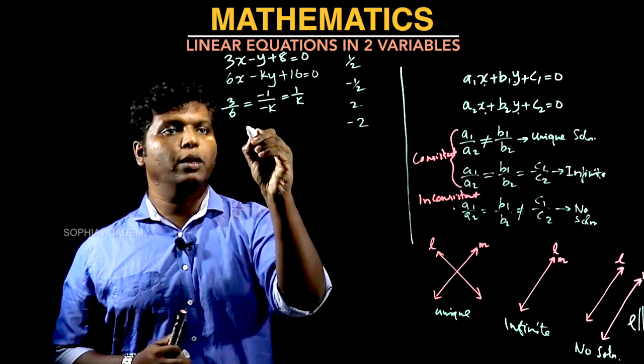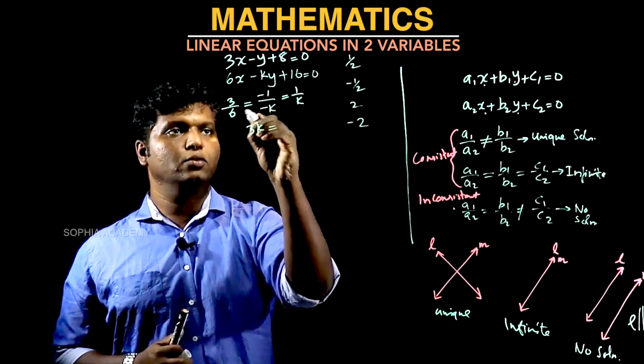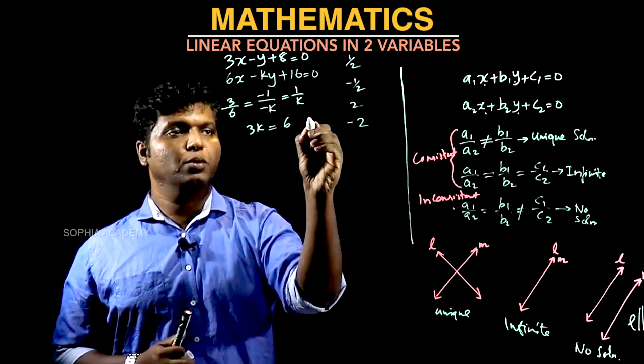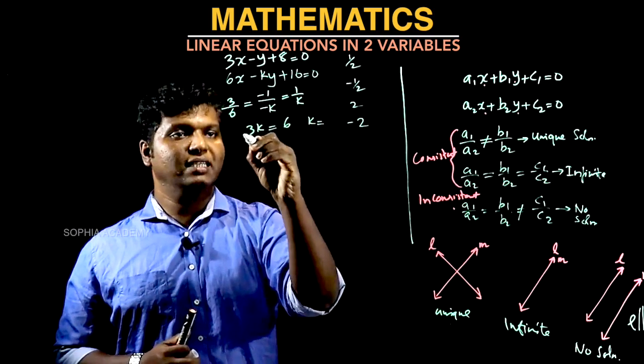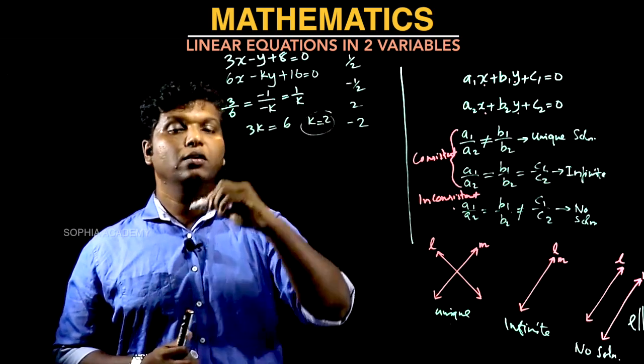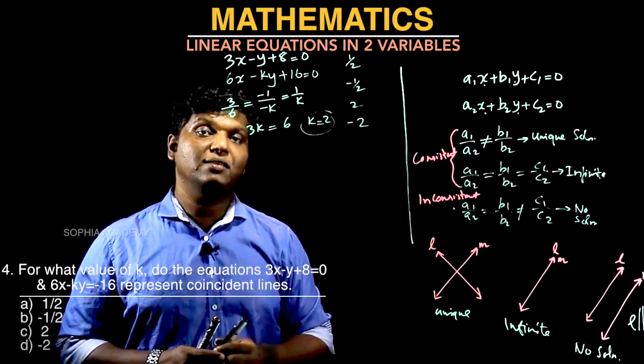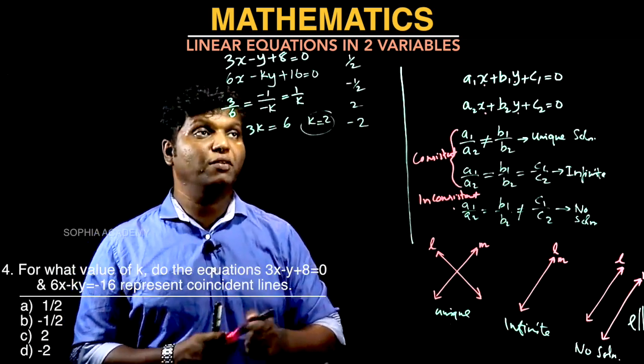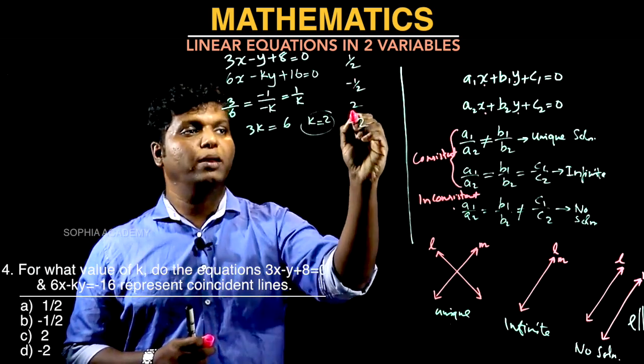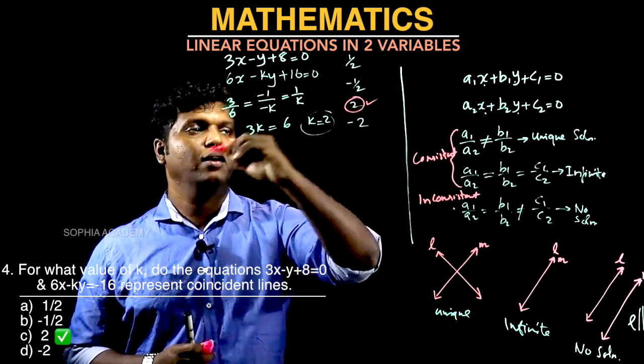Okay, so keeping this in your mind, the first and the last one, 3 by 6 and 1 by k. Cross multiplying, you will get 3k is equal to 6 into 1, which is 6. From this, k is equal to 6 divided by 3, and that is 2. So what is the answer? Here you can see there are 4 options given: 1 by 2, minus 1 by 2, 2 and minus 2. So this one will be your right answer.